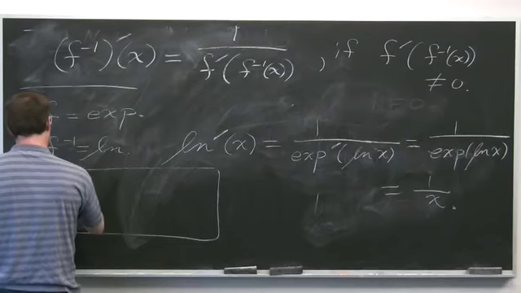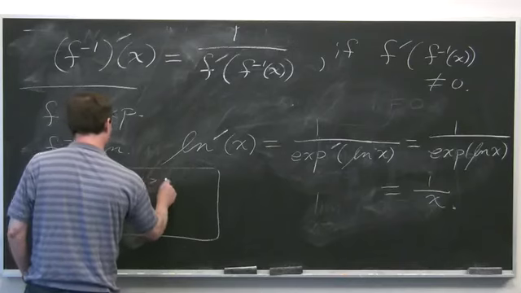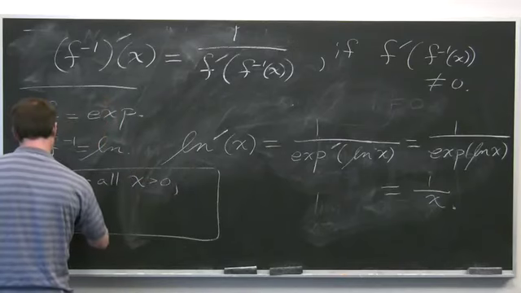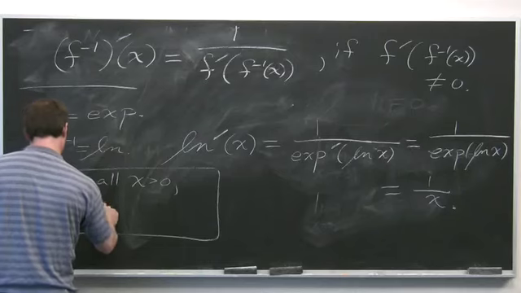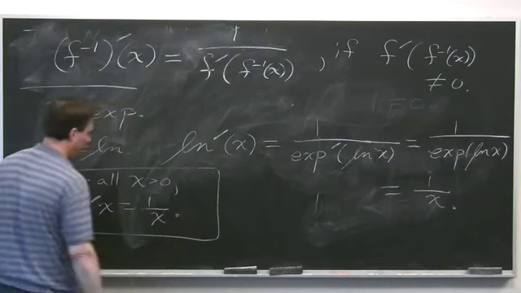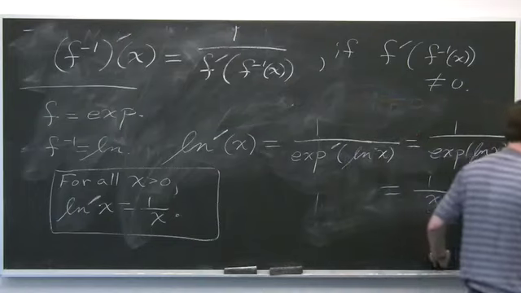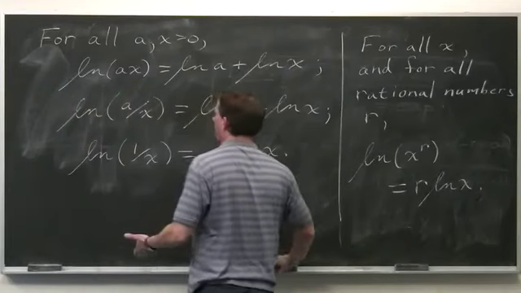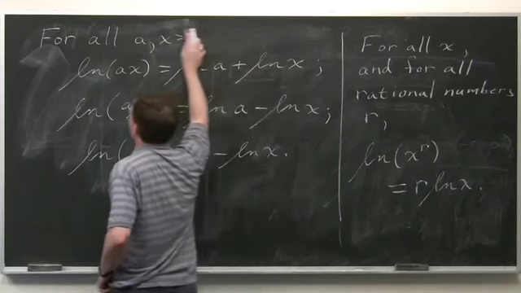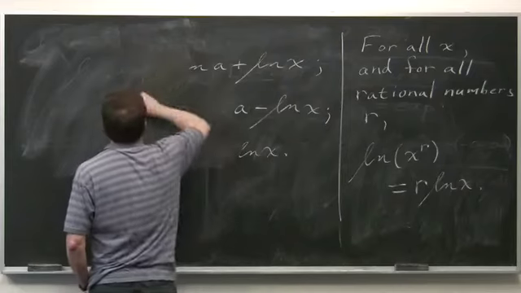For all x greater than 0, which is the domain of natural log, the derivative of natural log of x is 1 over x. So do we see, for instance, that we saw the graph of natural log. Can we tell now from the derivative? Does the graph agree with the derivative?